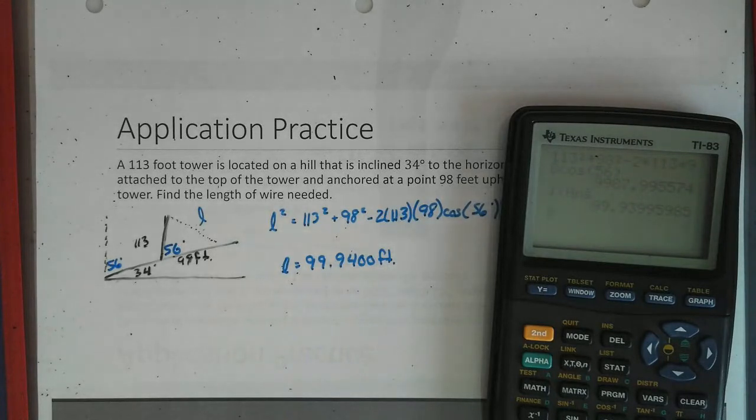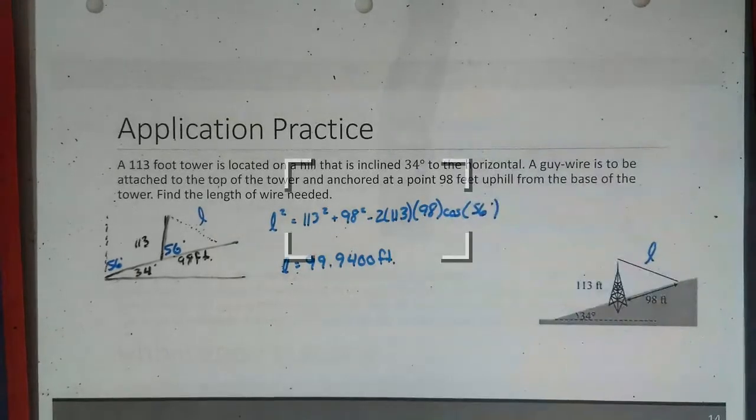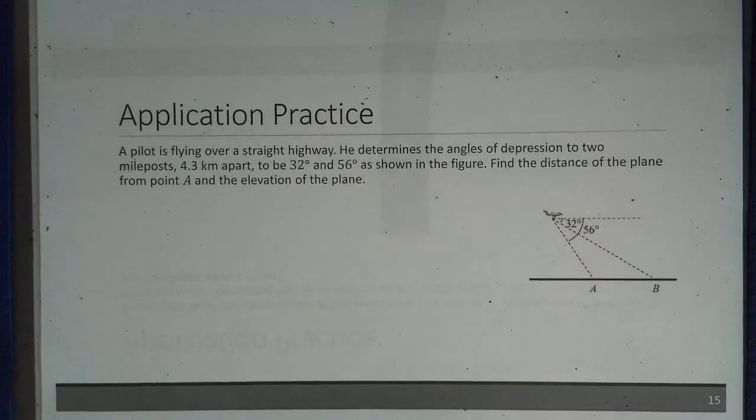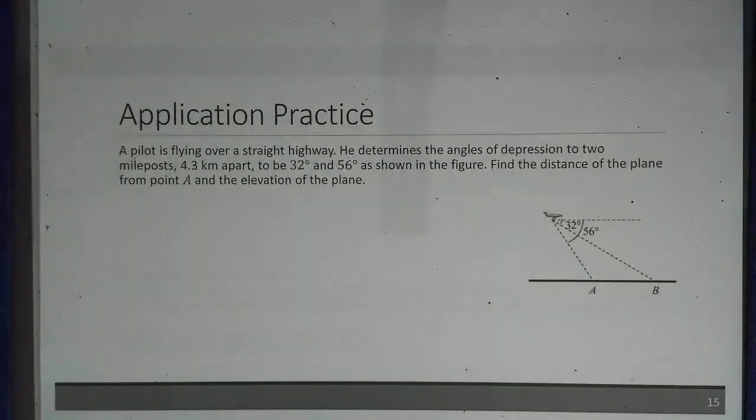Let's try one kind of similar to this, but also similar to the satellites. A pilot is flying over a straight highway. He determines the angle of depression to two mileposts that are 4.3 kilometers apart to be 32 degrees and 56 degrees as shown in the figure. Find the distance of the plane from point A and the elevation of the plane.